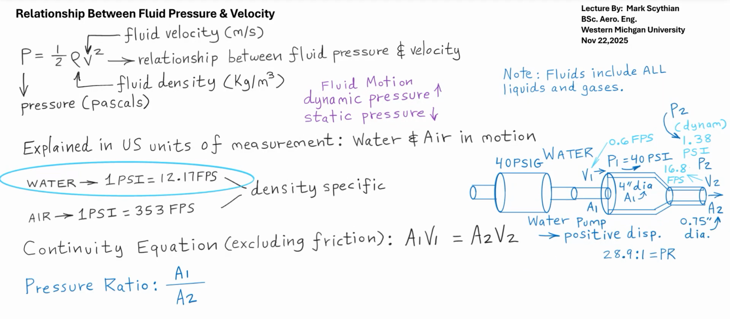So we call P2 as 1.38 psi gauge pressure. P1 is 40 psi, and then we have V1 0.6 feet per second, V2 16.8 feet per second. So if we study the calculations, we can prove that Bernoulli's principle is indeed, as pressure increases, velocity decreases, and vice versa.